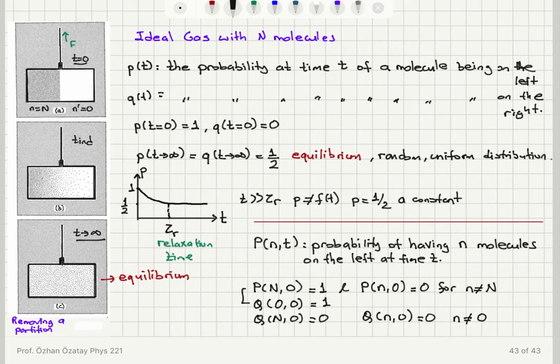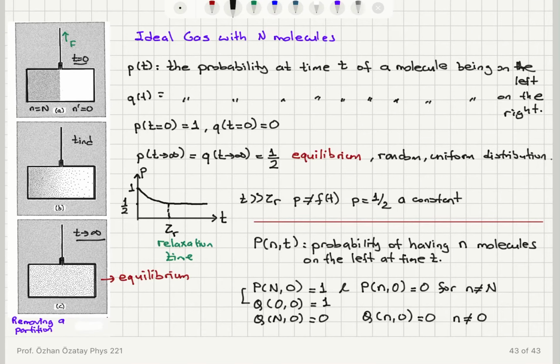So for the probability of having n molecules on the left at time t, this is going to require a little bit more thought about how to find this probability, but at equilibrium that will also become time independent. So we will see that later on.